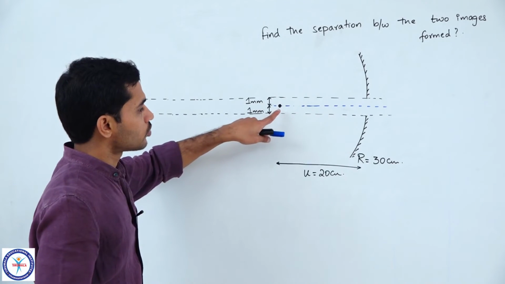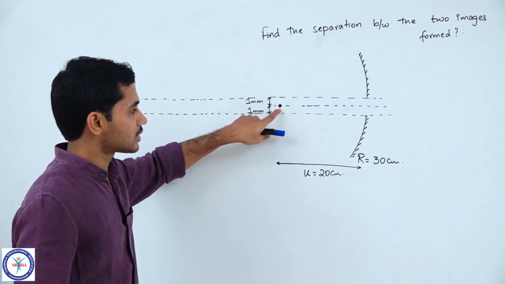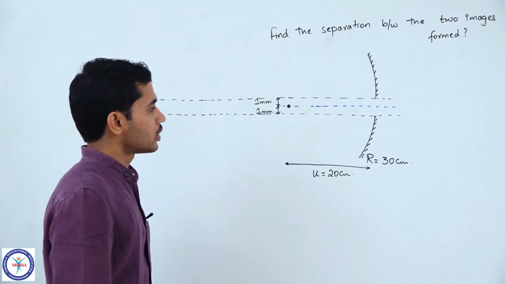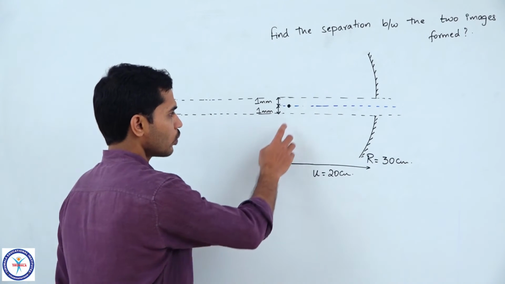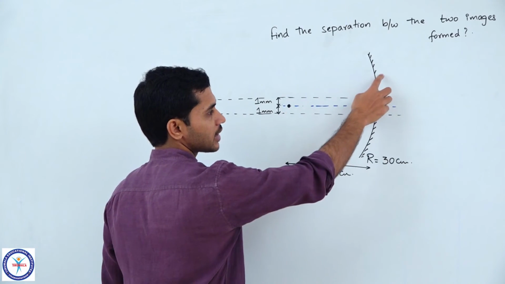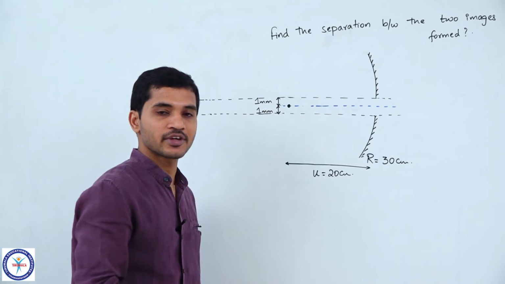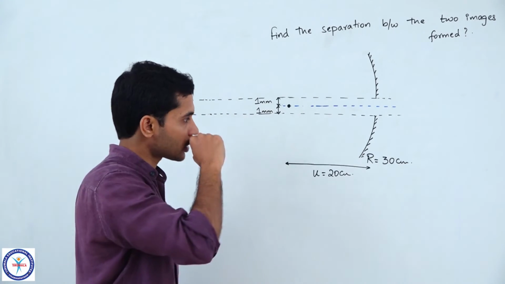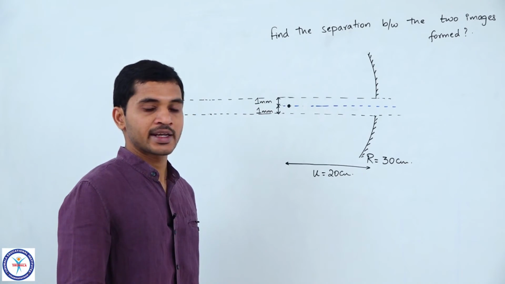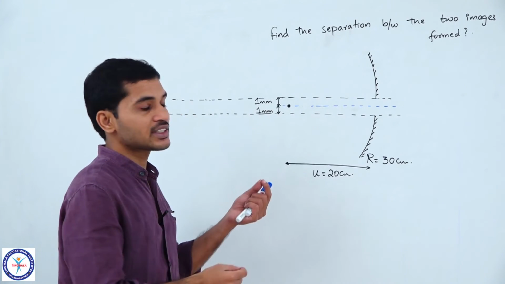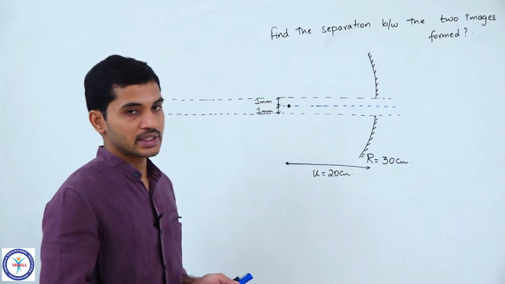Now, the object will remain at the same original position of the old principal axis. So, this is where the object is. As a result of the mirrors being moved apart, the image of this in this mirror and the image of this in this mirror will be formed at different positions, right. So, we need to find out where those two final images are formed and what is the separation between the two final images. So, let us try to understand this.